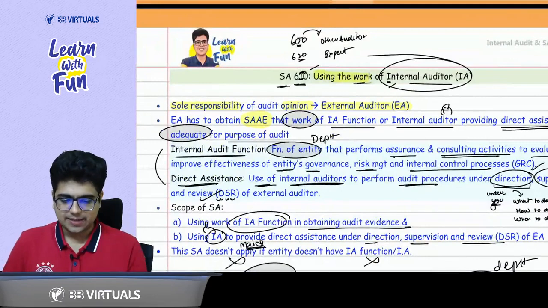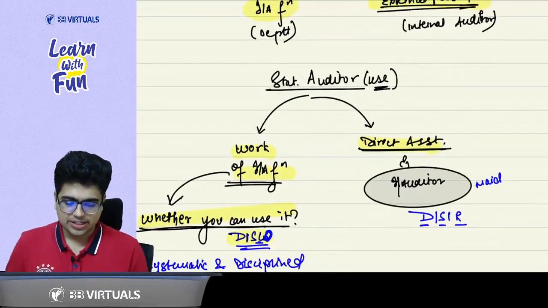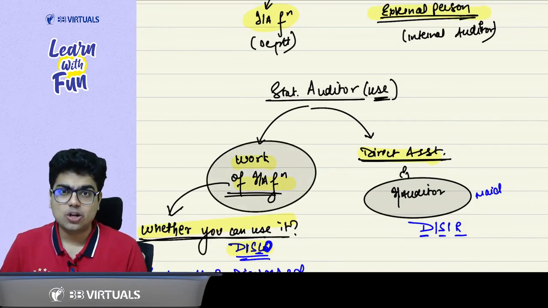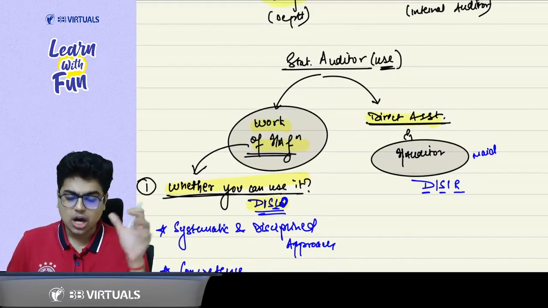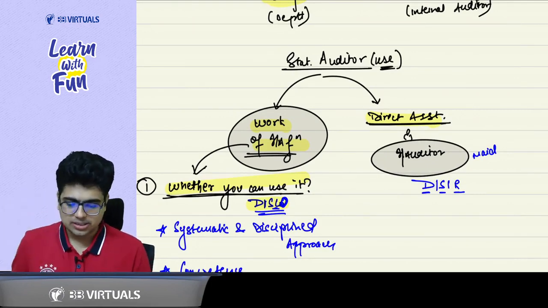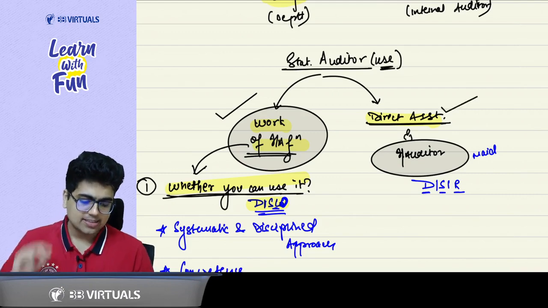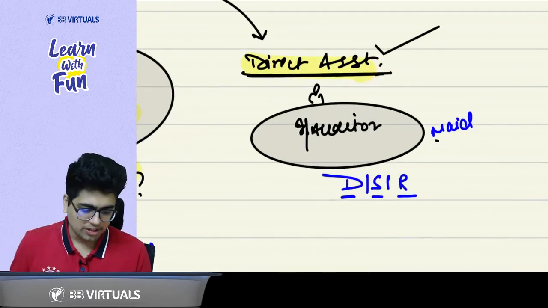So remember one thing: every entity can have two types of internal auditors. They can have their own department, what we call the internal audit function, or they can have an external auditor, which we call the internal auditor. So now as a statutory auditor also, I have two options, whether to use the work of internal audit function or take the direct assistance of internal auditor.